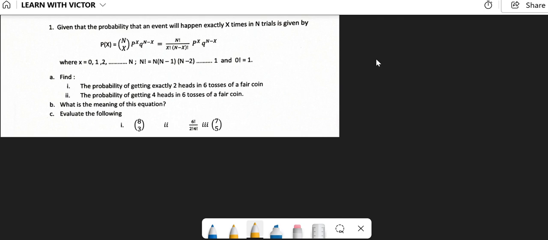Today I'll be showing you how we can solve this question easily. This question was given to me by one of my students to help him. Now look at this. When you have something like this, the probability of an event that will happen exactly x times in n trials is given by this.